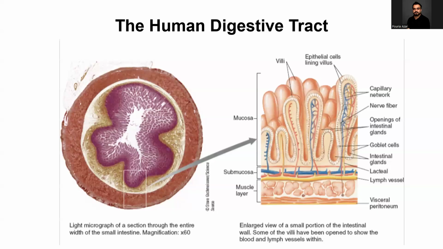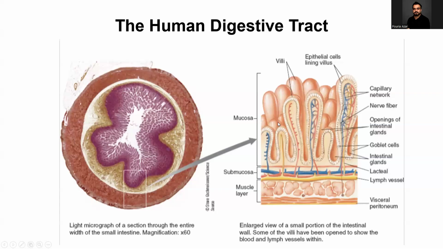And the small intestine is highly branched, with very tiny hair-like structures. The surface area of a small intestine is equal to a two-car garage. So it's a very large surface area, in order to optimize the absorption rate. In this picture on the right side, we have villi.